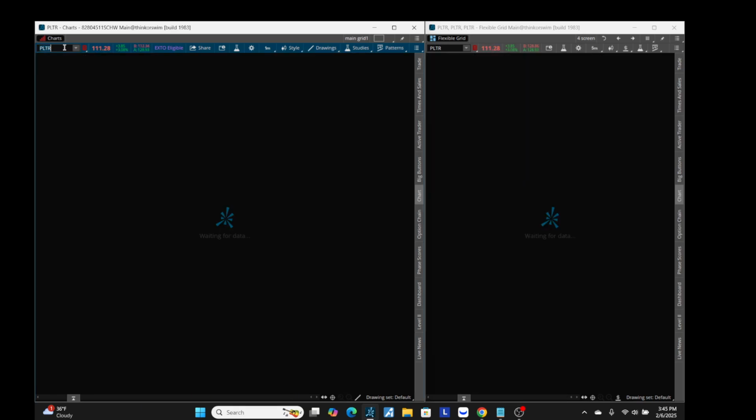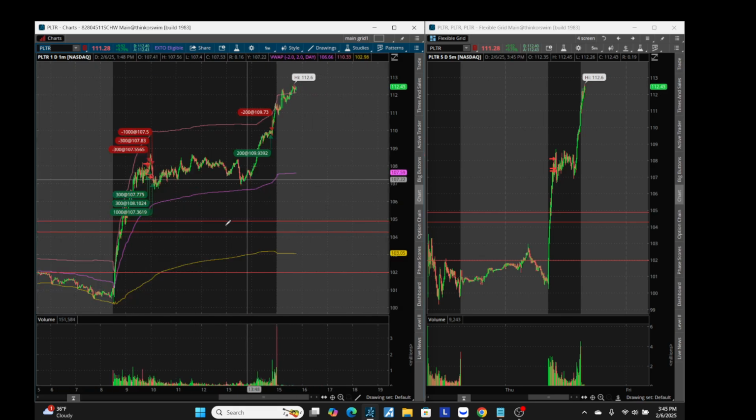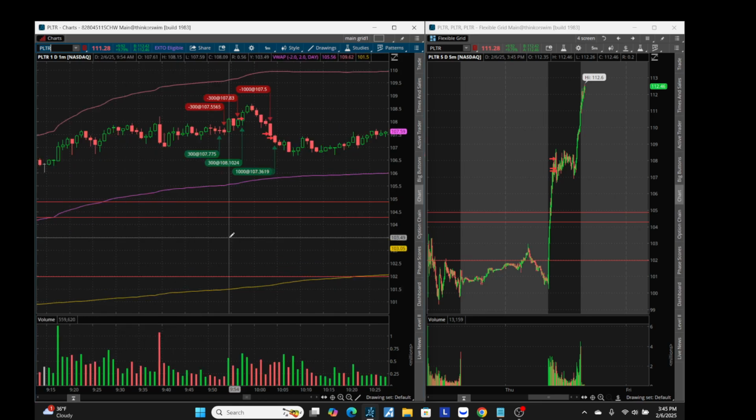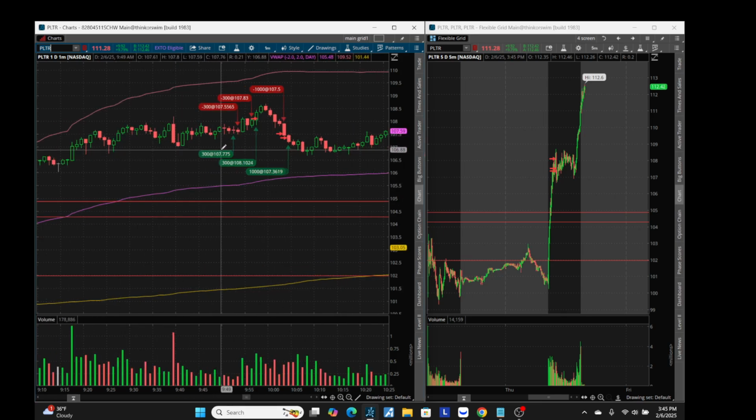Another trade I have is on Palantir. As you all know, I traded Palantir yesterday and made good money, so I thought, let's try today. I see good momentum. I take my first long and I get stopped out on a loss. I try short and I get stopped out on a loss as well. So the long I lose, the short I lose.